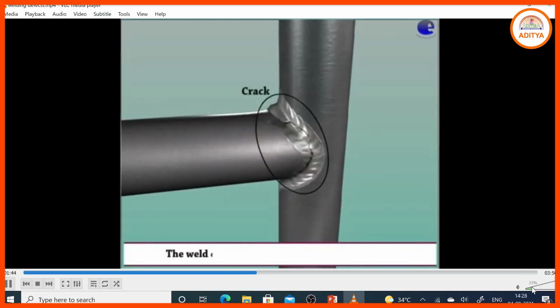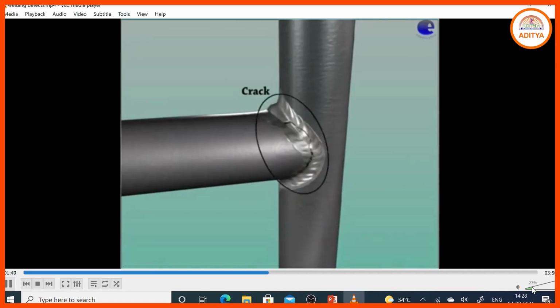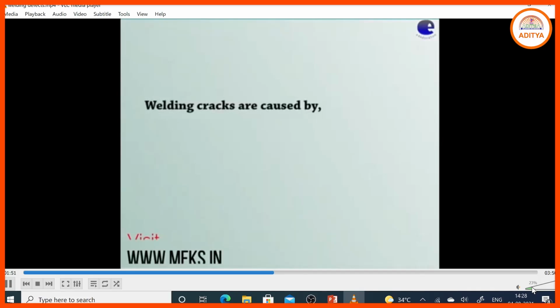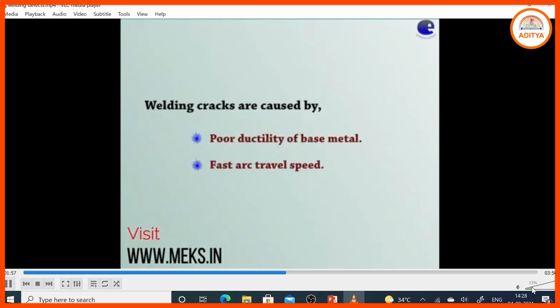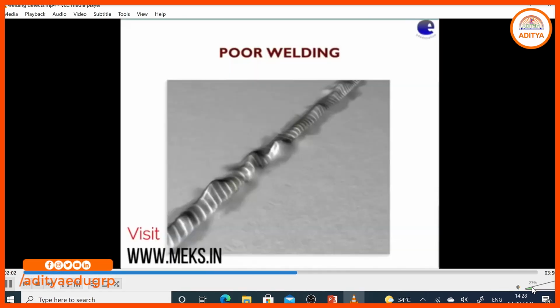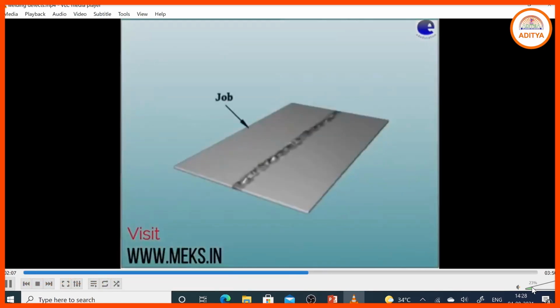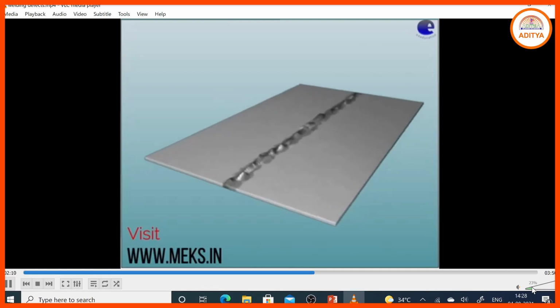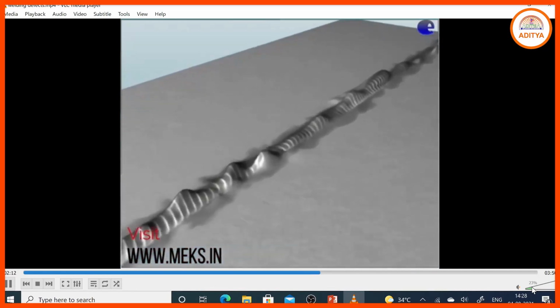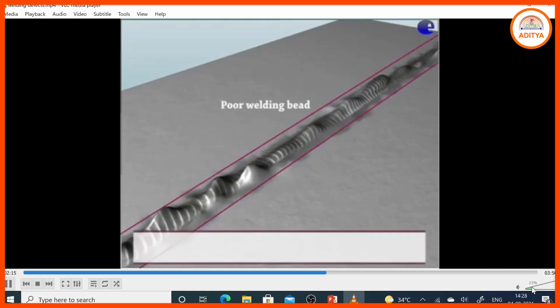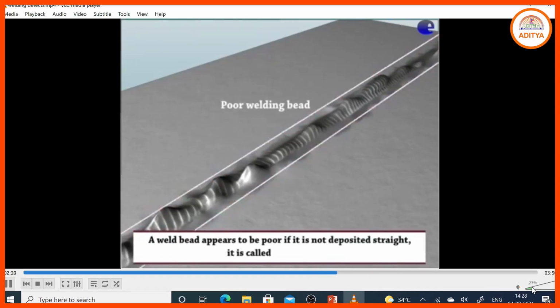That type of cracks has occurred in the weld faces. Welding cracks occur due to poor ductility of the base metal, fast arc travel speed, and rigidity of the joint. Due to that, the problem occurred, and that is a poor welding defect. On the job surface the weld quality is very poor, and due to the poor quality of the weld, that type of problem occurred.